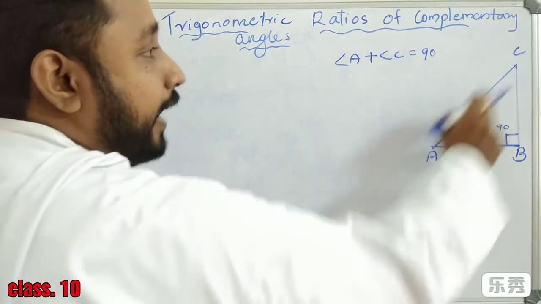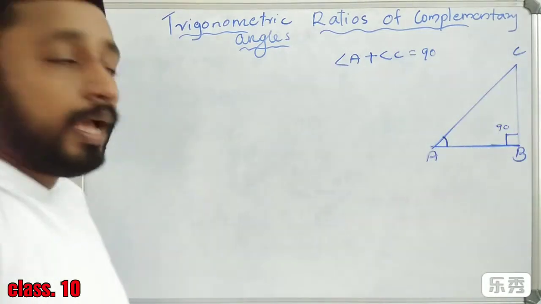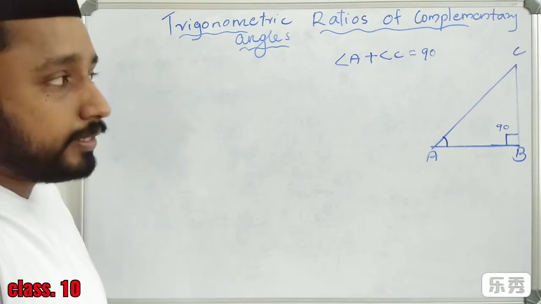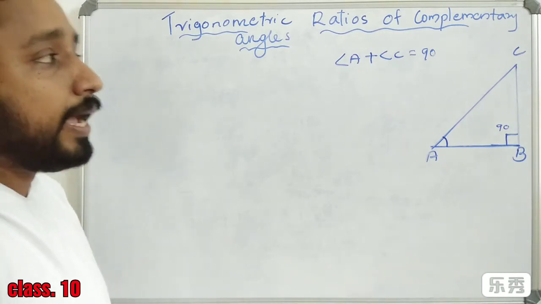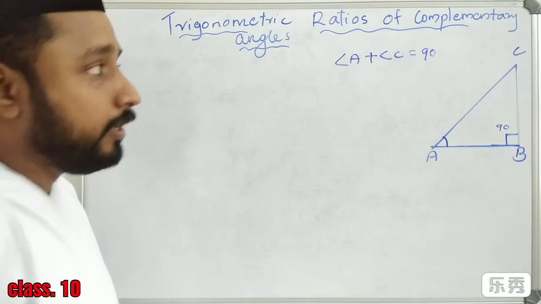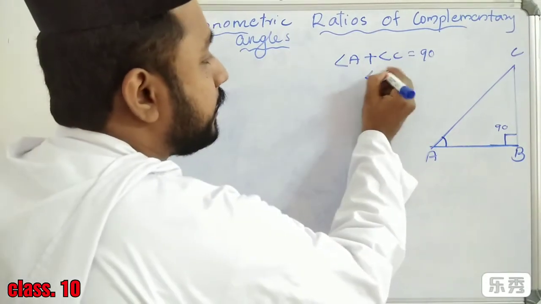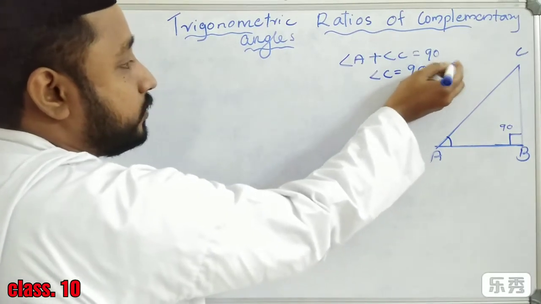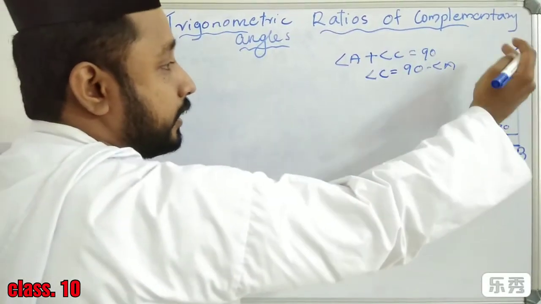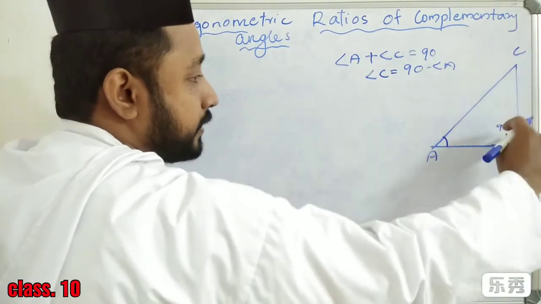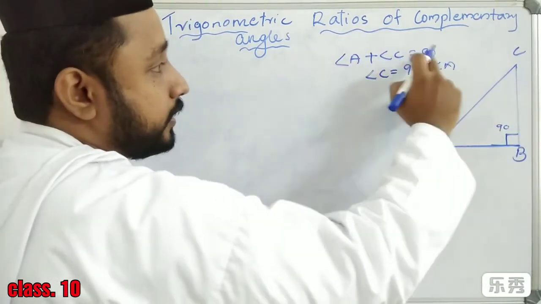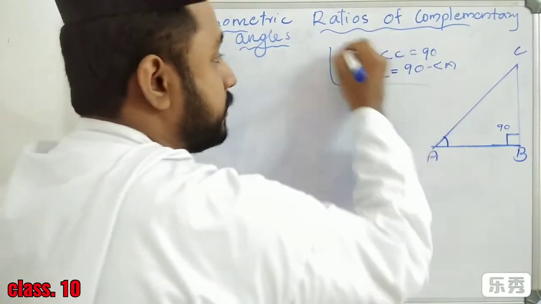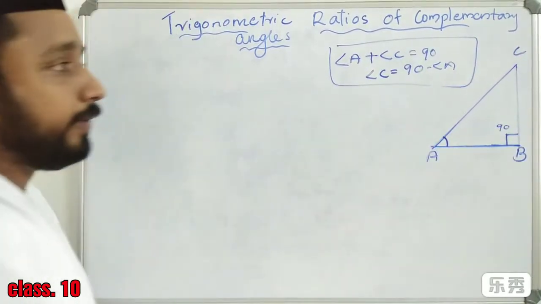So, angle A and angle C are called complementary angles. Angle A plus angle C is equal to 90 degrees. In other words, angle C is equal to 90 minus angle A. So, keep in your mind, angle A plus angle C is equal to 90 degrees.